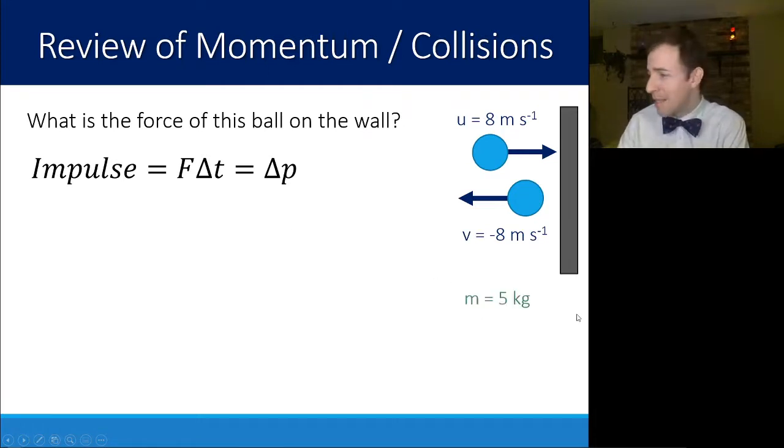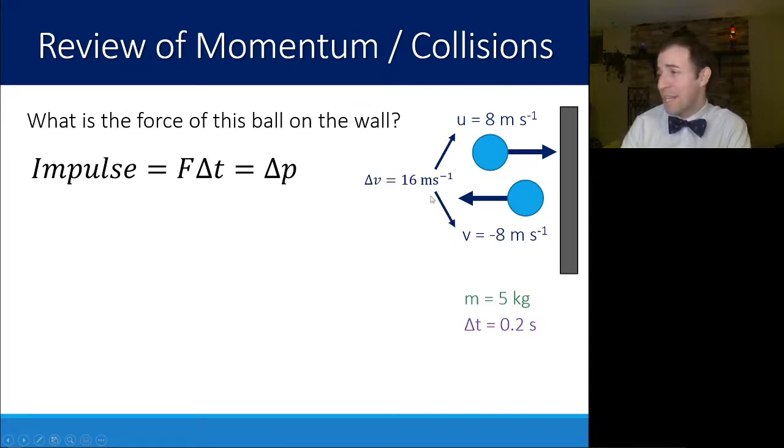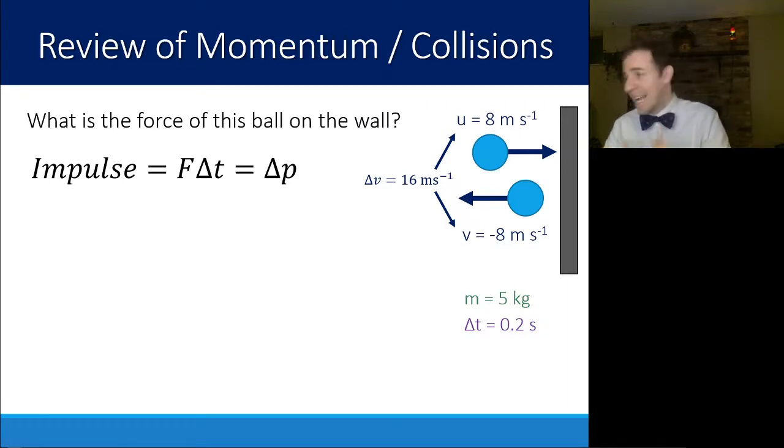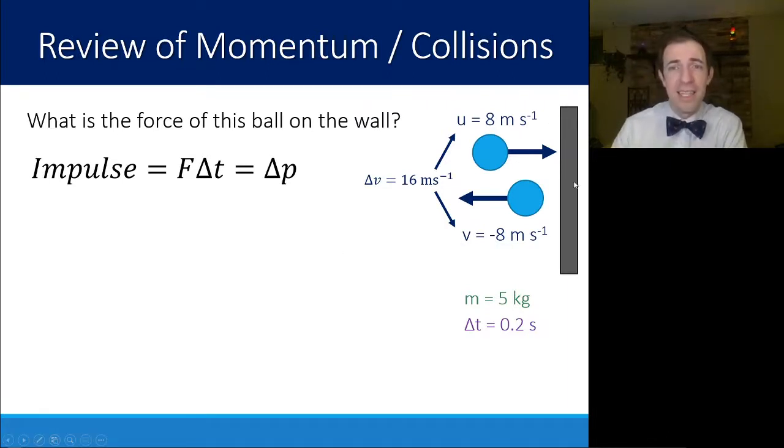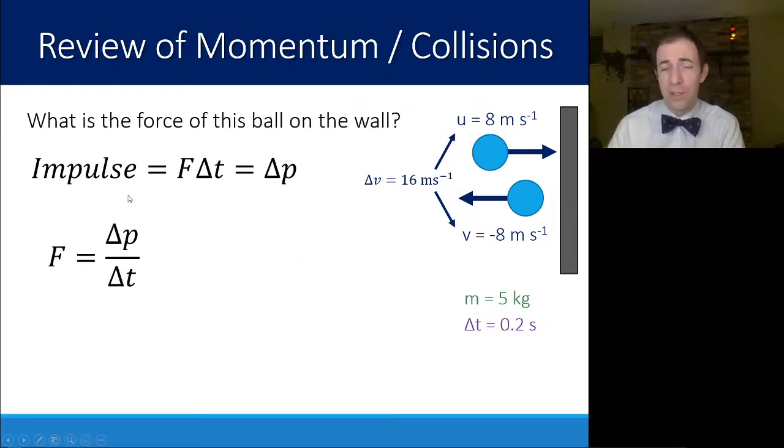Well, if we know that the mass of the ball is 5 kilograms and the duration of time that the collision takes place is about 0.2 of a second, we can figure out the rest by noticing that the change in velocity is 16 meters per second instead of being 8 or 0 in this case. It stops and then speeds up in the other direction at 8 meters per second, with a difference of 16. I can rearrange this equation to solve for the force. That's just the change in momentum divided by the change in time.